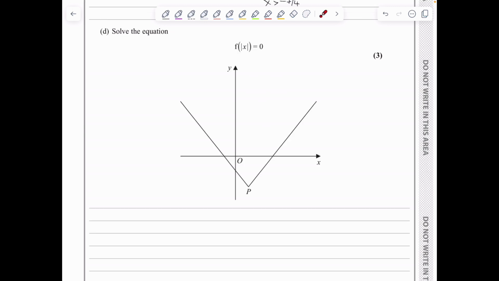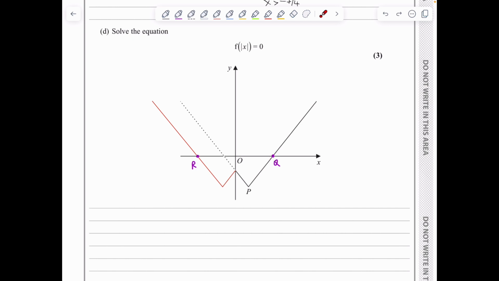In part D, we're asked to solve the equation f of modulus of x is 0. So looking at the graph of f of x, I will consider what the graph of f of modulus of x looks like and then proceed in solving f of modulus of x is 0. Well, if we're looking at f of modulus of x, then we ignore anything on the left-hand side of the y-axis. So I'm making this dotted, and then anything on the right-hand side, this part here, is reflected on the left-hand side. So we are looking at the points of intersection with the x-axis, the roots of this. So I'm calling these points R and Q.